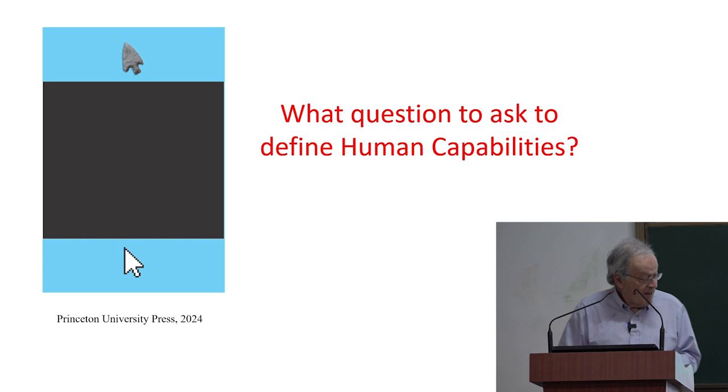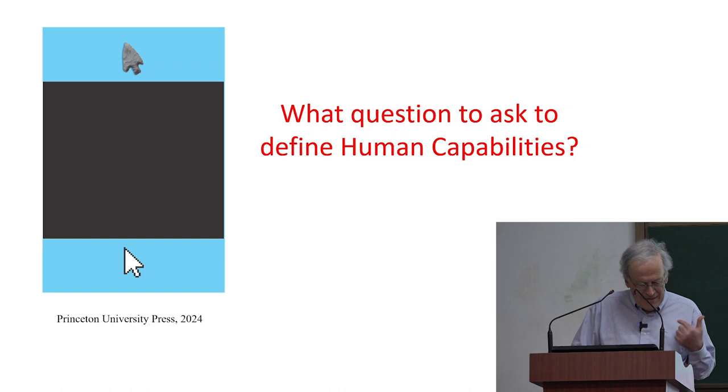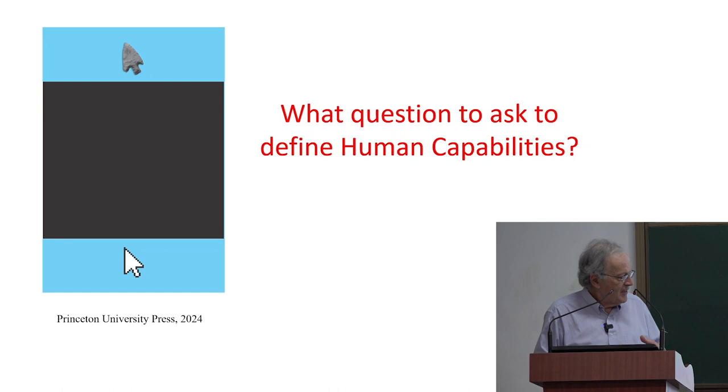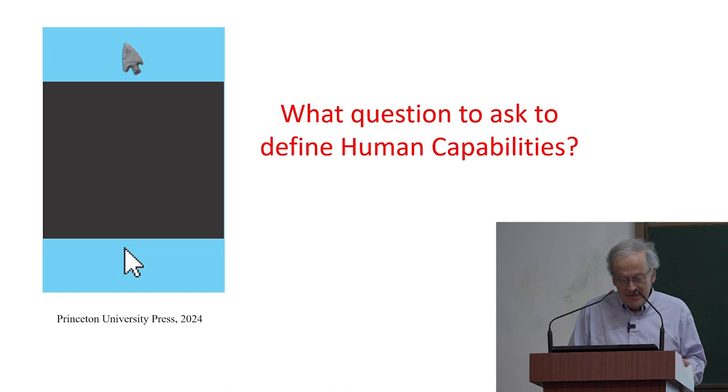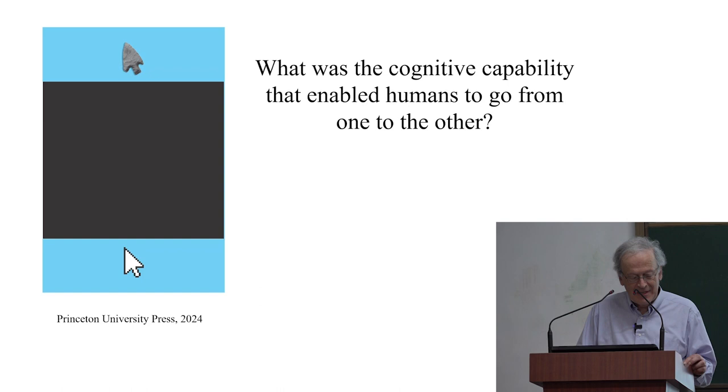So I've written this book. It's got a title and an author, but I'm just trying to advertise the illustrator's work. This is an illustration on the outside of the book. The arrow at the bottom is not a cursor on my computer, it's a picture of a cursor. And the arrow on the top is a picture of a Stone Age axe. The question is, how did humans go from one to the other? How did humans go from making stone axes to the computer age?